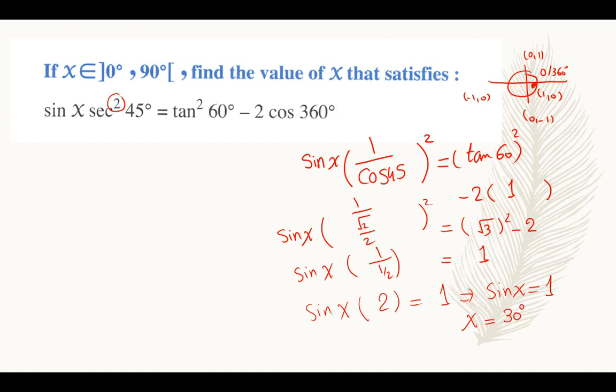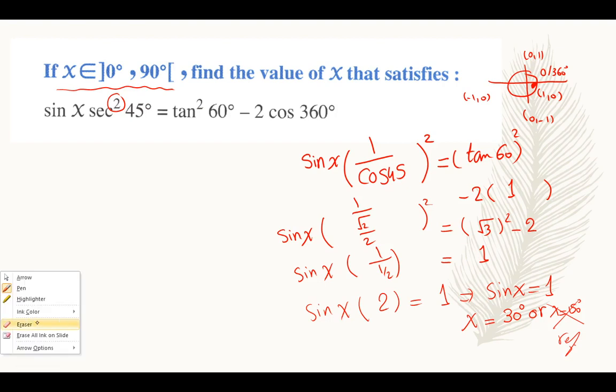Here x equals 30 degrees, or x equals 150, because sine 30 equals half and sine 150 equals half. But here we have a condition that x belongs to [0, 90], so 150 will be refused and the answer will be x equals 30.